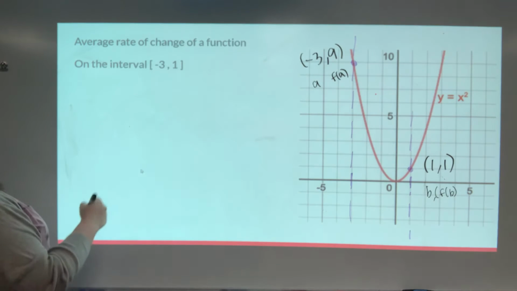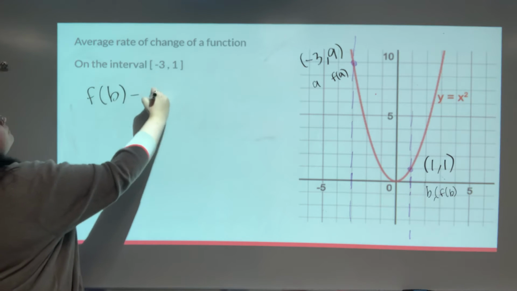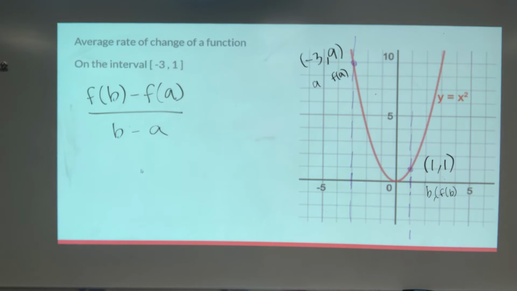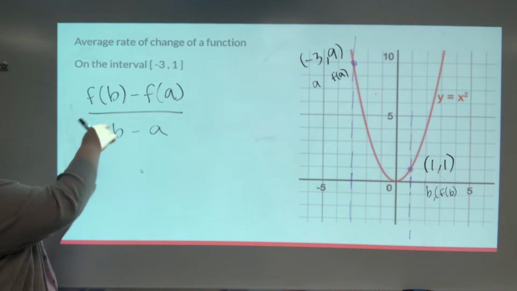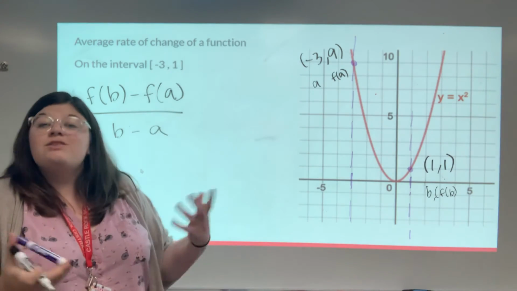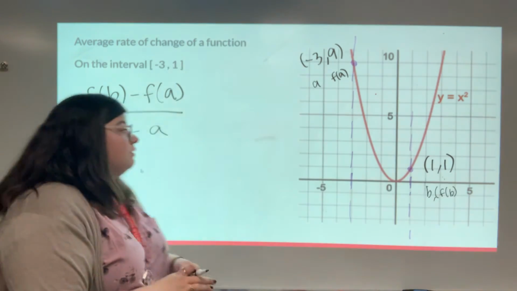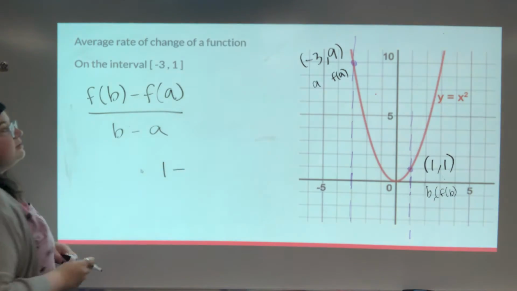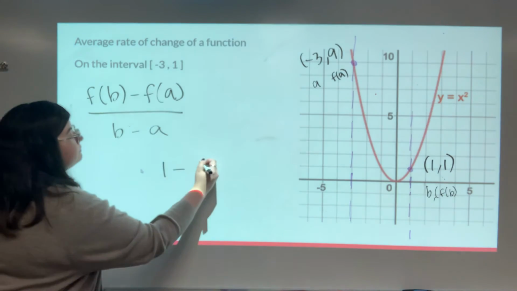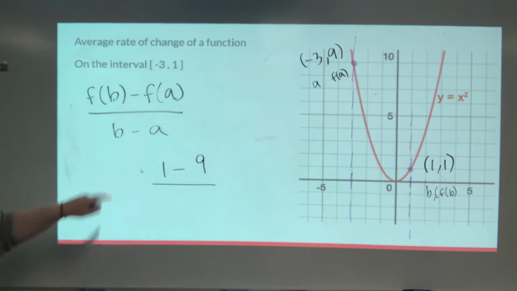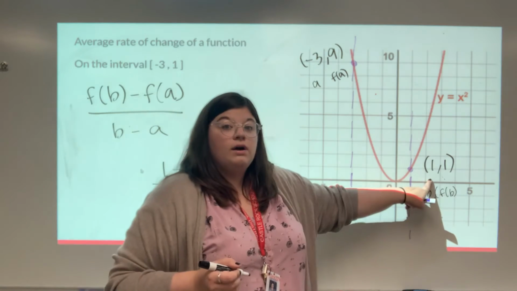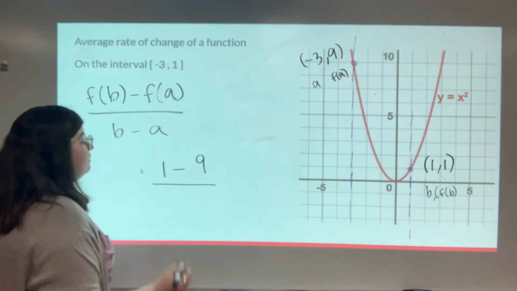So I can say my f of b, I'm going to write it out just so we have it. And then just plug in some information from the points, okay? So f of b, the y coordinate, or my f of x, right? Sorry, it's the y coordinate for my second point. So here, 1. So I've got 1 minus 9, that's the y coordinate from my first point. Over, and then what is the x-coordinate from my second point over here? We've got 1 minus -3.